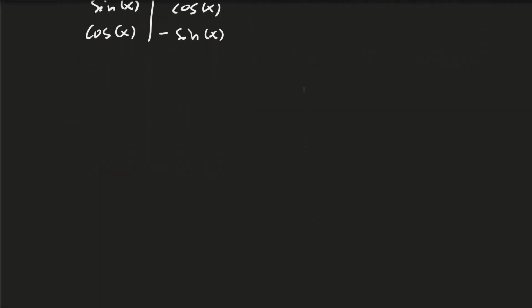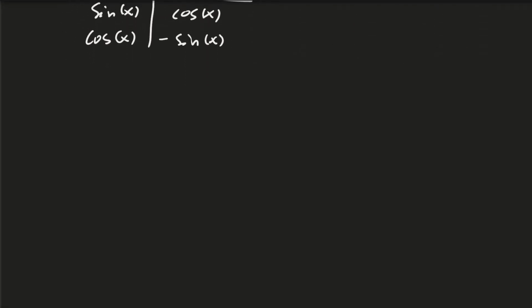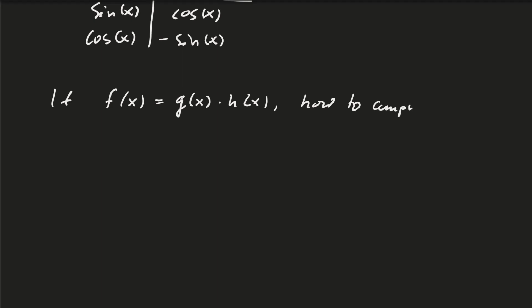In this video, we're going to take a quick look at a couple of new rules for taking the derivative, and that is the derivative of a product. So if f of x equals g of x times h of x, how do we compute f prime of x? Okay, so first off, let's get one thing out of the way. The derivative of the product is not going to be the product of the derivatives.